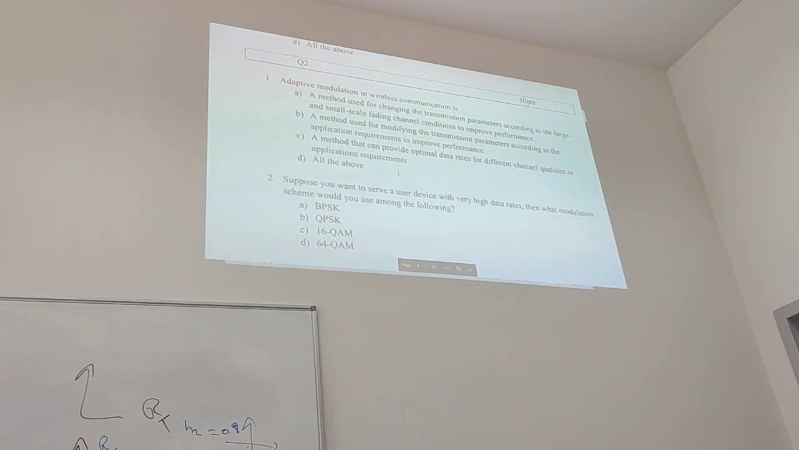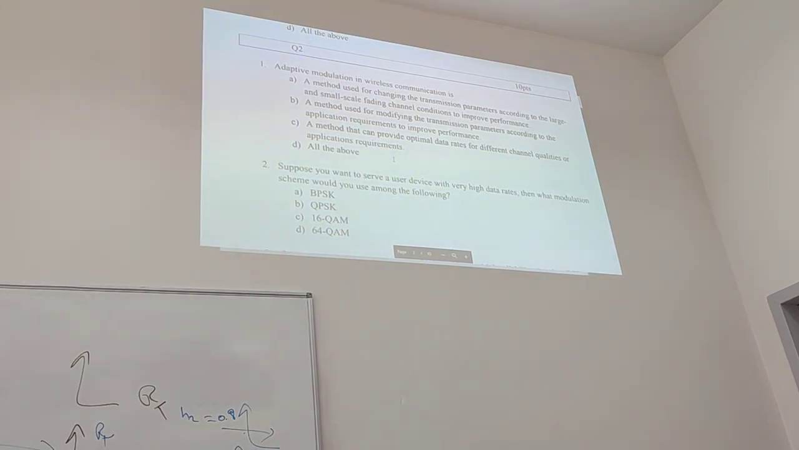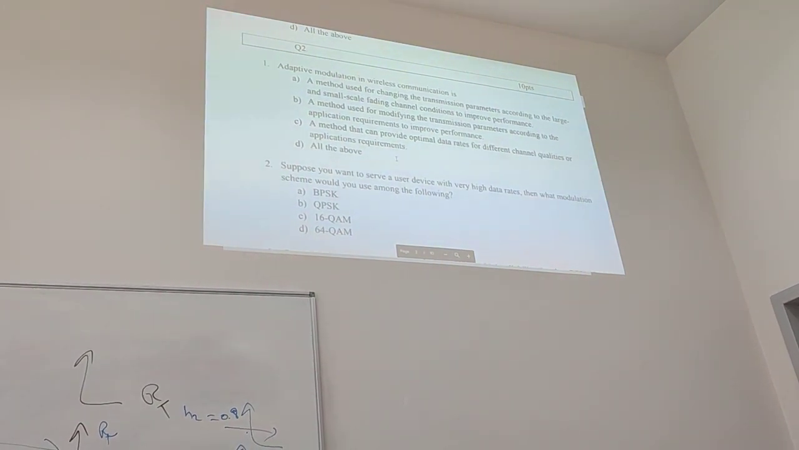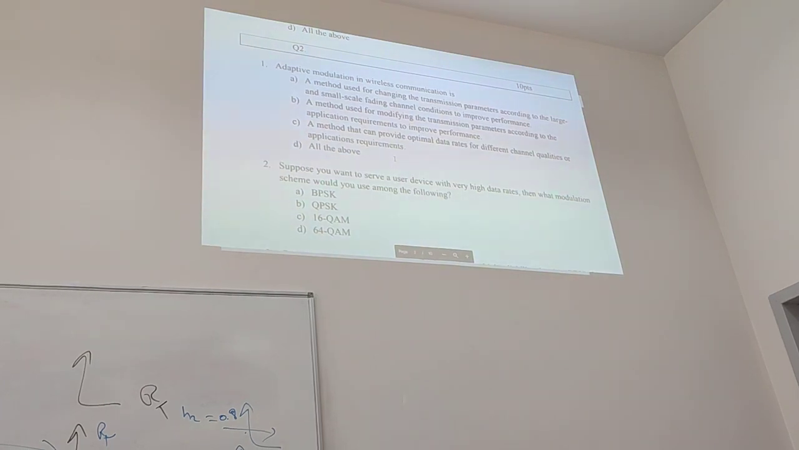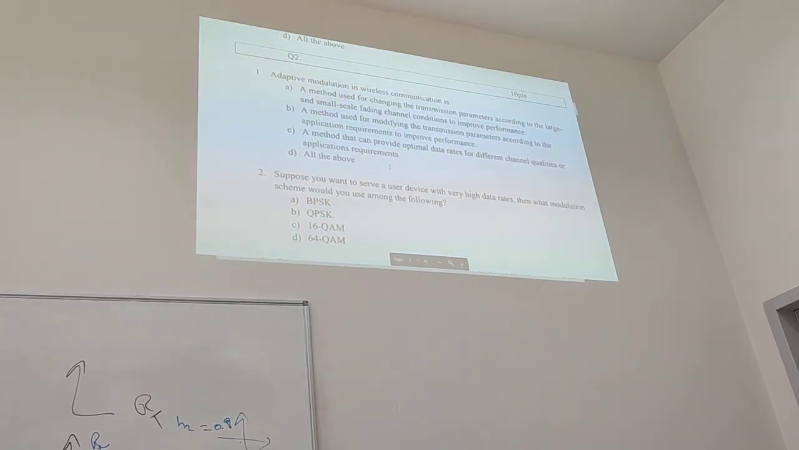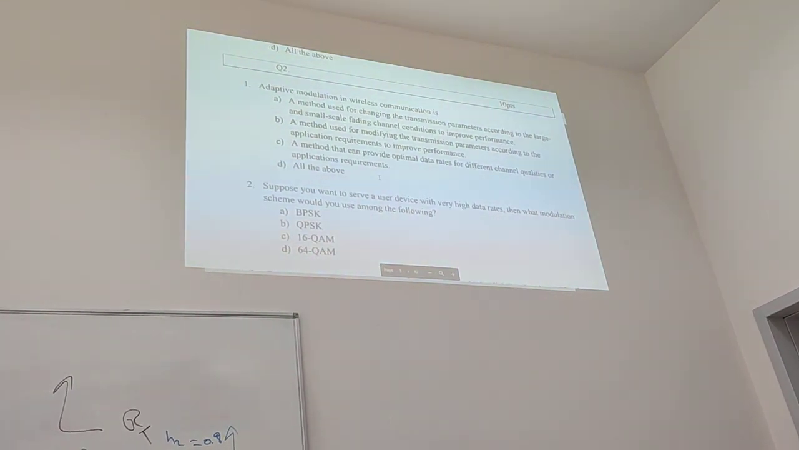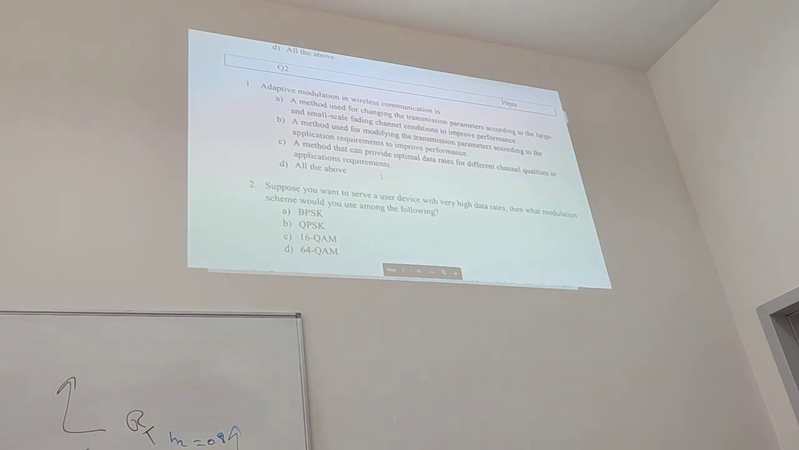So basically it's C and D, they are both correct. Because C kind of talks about the application side and the channel side, but not in more detail. But D is just gathering all the answers we just mentioned.